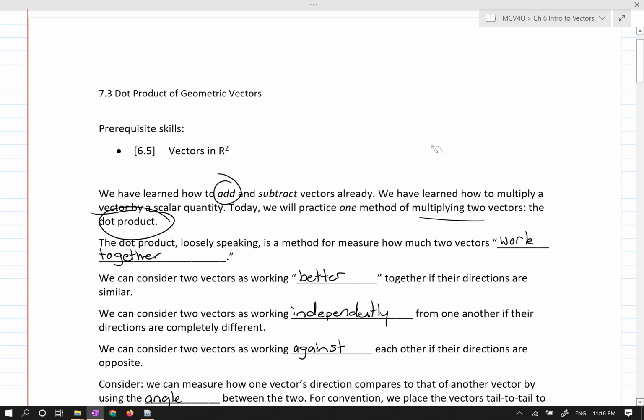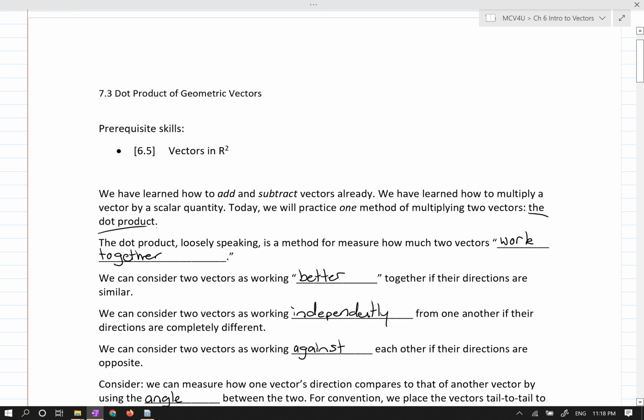Now, this is the dot product. This is not the only way to say multiply vectors, so we won't use that terminology too frequently. We'll have to be very specific when we're talking about what we're doing. What we're calculating in this lesson is the dot product.